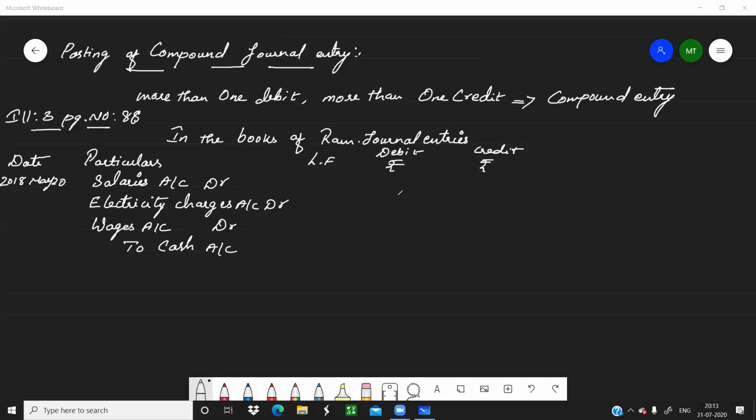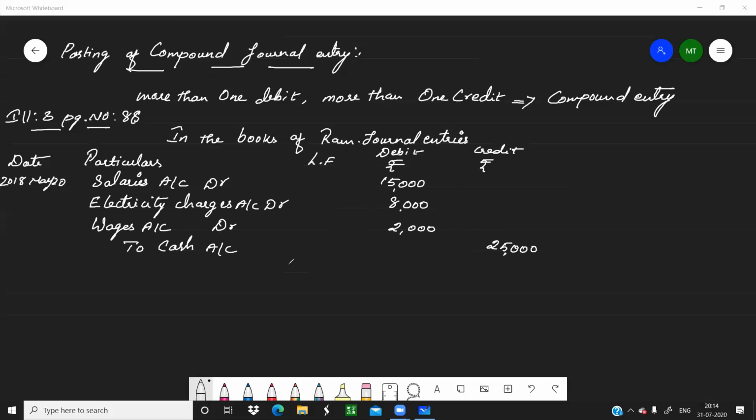That's all. So the debit side amount is rupees 15,000. Then electricity charges rupees 8,000. Then wages account rupees 2,000. So the cash account is overall rupees 25,000. So these are the compound entries. So one or more debit items are there. Okay. First one, the ledger.